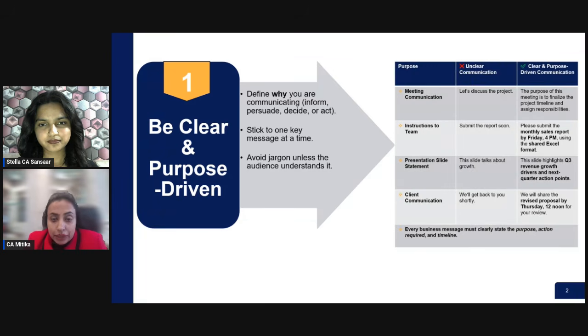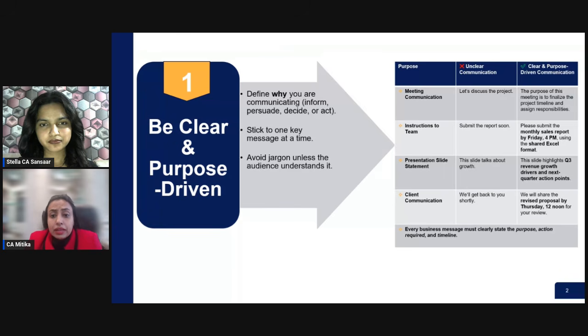We are making a meeting communication and we just phrase it as "let's discuss the project." Unclear communication. Let's make it clear and purpose driven: the purpose of this meeting is to finalize the project timeline and assign responsibilities. Next, we are giving an instruction to the team and we just term it as "submit the report soon." What timeline, which report, what deadline, nothing specified. So it is unclear communication. Now let's make it purpose driven and rephrase it as: please submit the monthly sales report by Friday 4 p.m. using the shared Excel format.